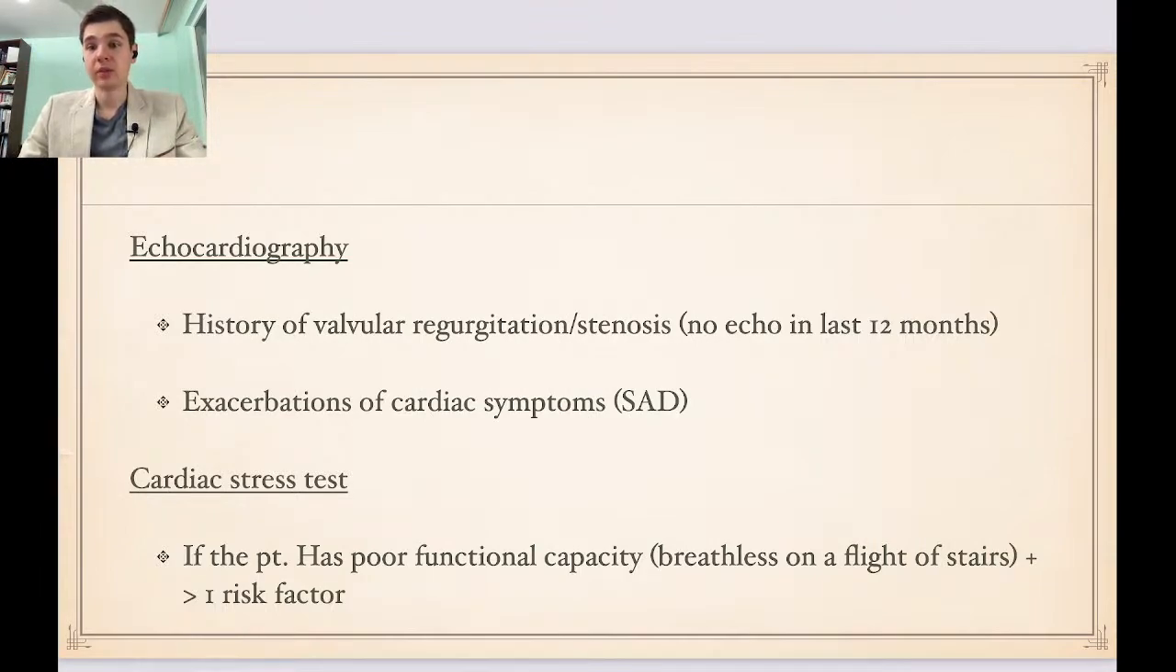Indeed, in the right bundle branch block we have an RSR prime, right, and the bunny ears. Yes. Just to mention that in the right bundle branch block we have in V6 a slurred S wave.